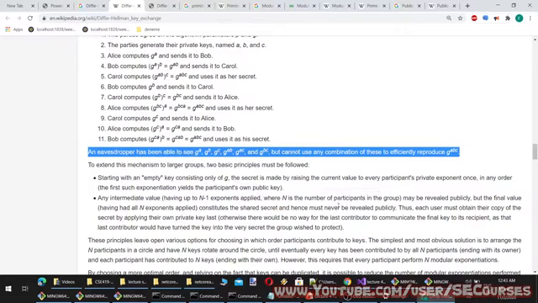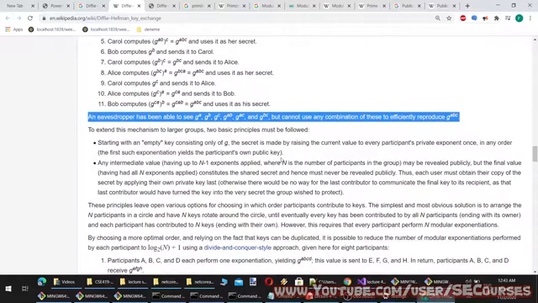This is important. An eavesdropper has been able to see Ga, Gb, Gc, Gab, Gac, and Gbc, but cannot use any combination of these to efficiently reproduce Gabc.